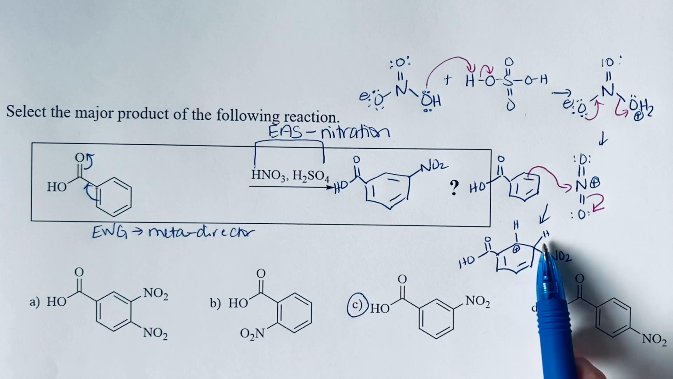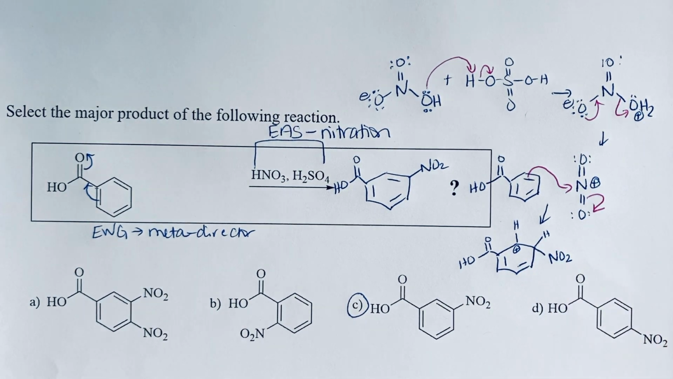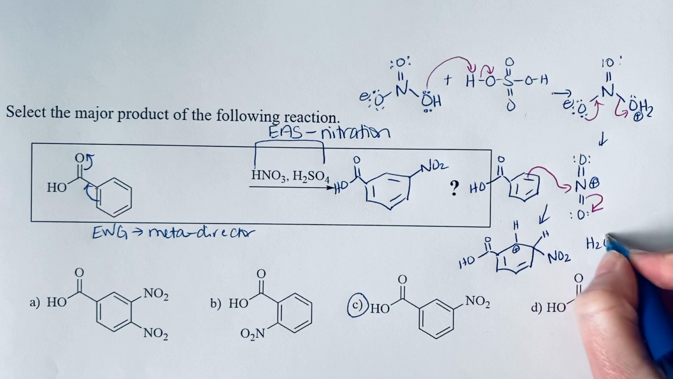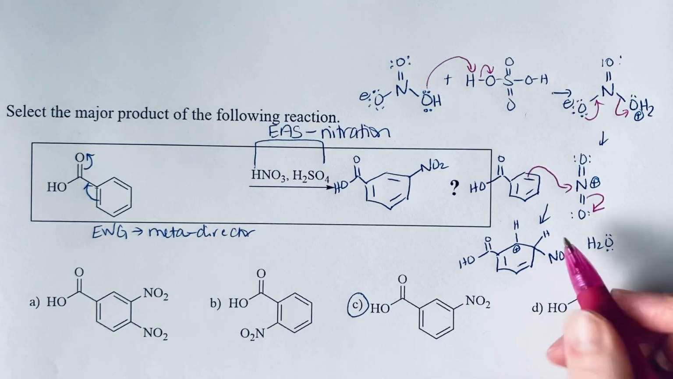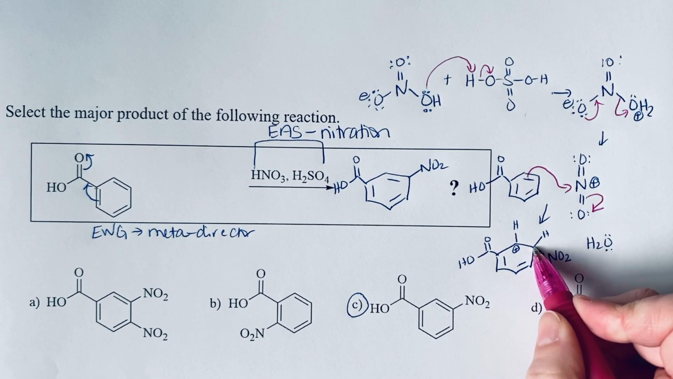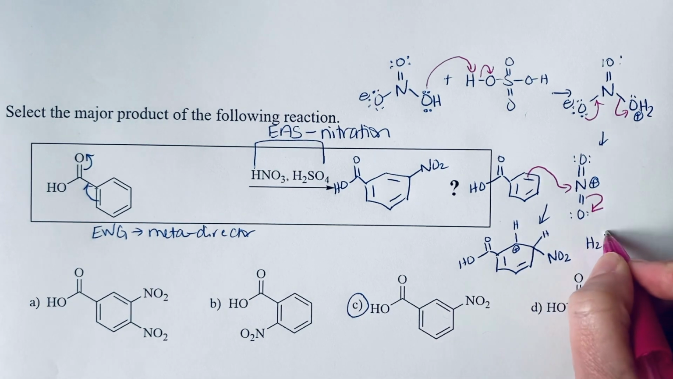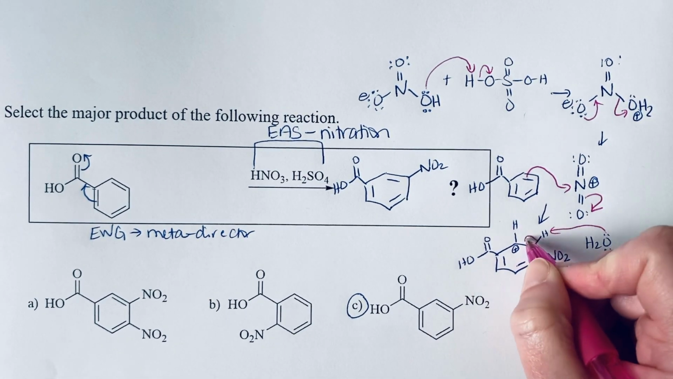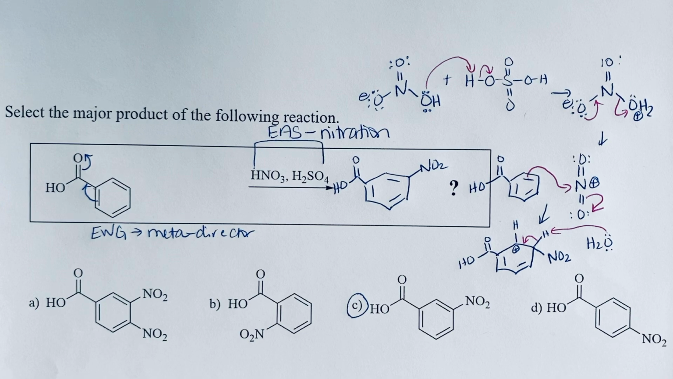And so then we just need to get rid of this hydrogen. So we've generated water here. We can go ahead and use water as a base to pull off the hydrogen. Make sure you're taking the hydrogen that is at the same carbon where you've added your electrophile. And then you're going to push these electrons in to re-aromatize the ring.